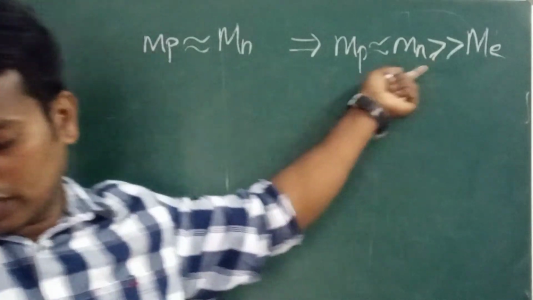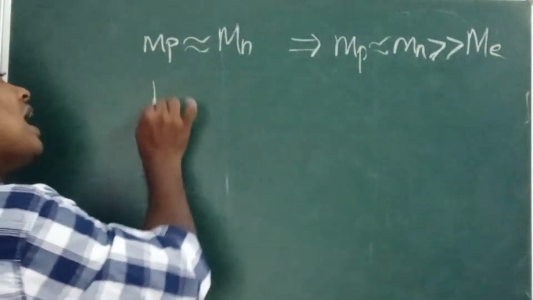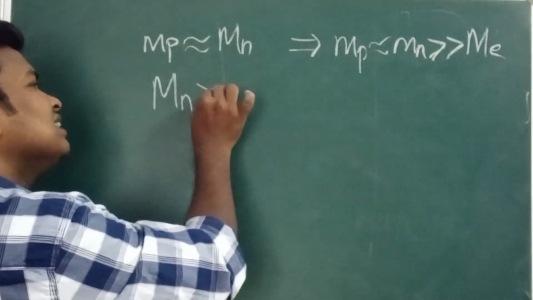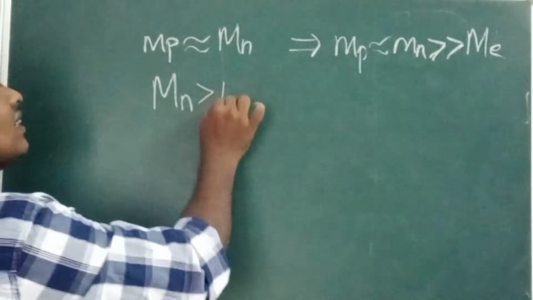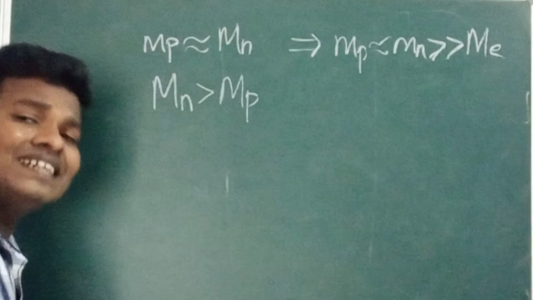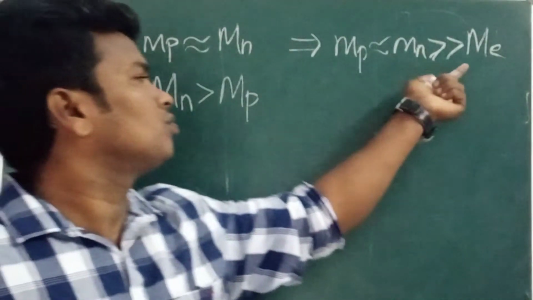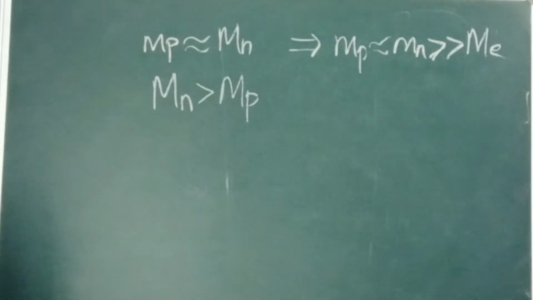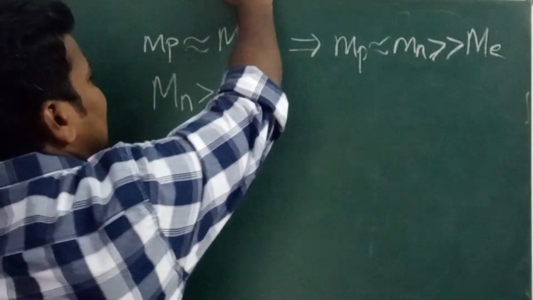So you can see the mass of the neutron is slightly greater than the mass of the proton. Just slightly, it has a slightly greater value. Okay, this is about the proton and neutron.